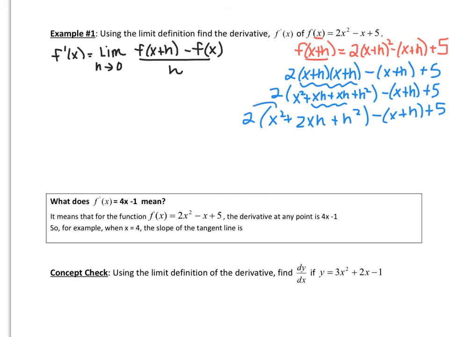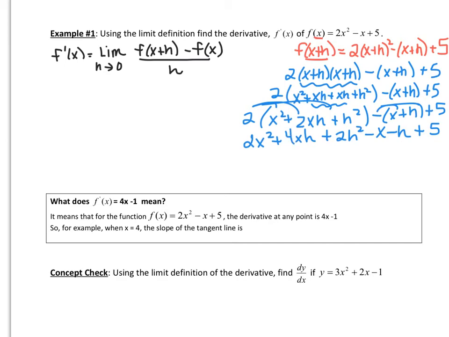So we can distribute. So 2x squared plus 2xh plus 4xh plus 2h squared minus x minus h plus 5. And I'm just going to erase this and make it look a little bit neater.